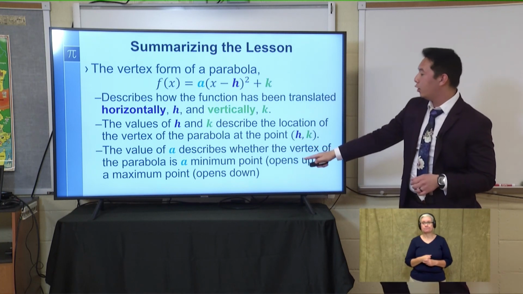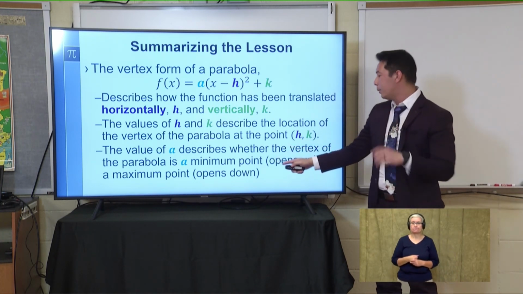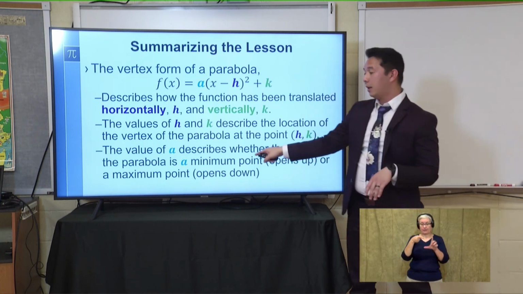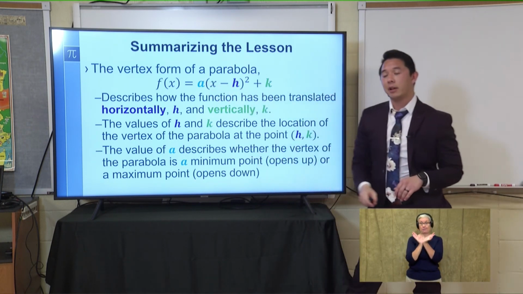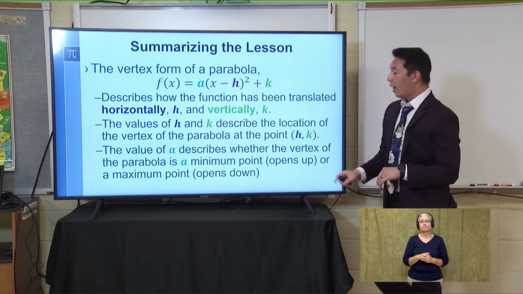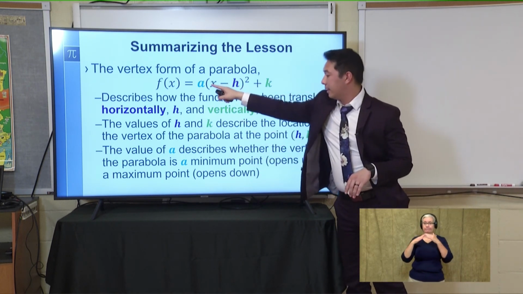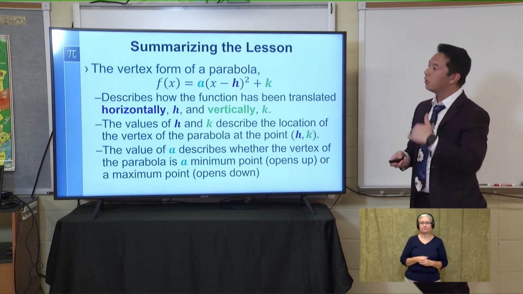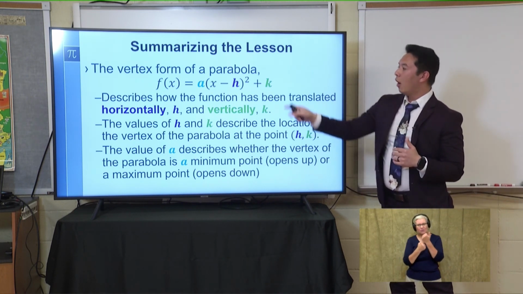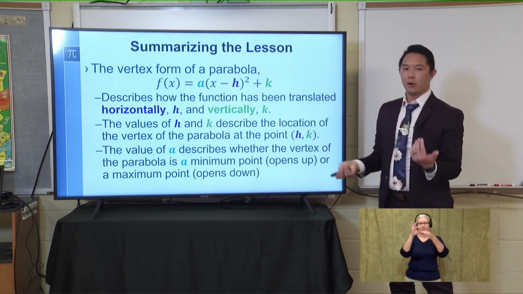When I'm looking at the value of a, we know that it describes whether or not that vertex is going to be a minimum, whether the graph is opening up because this is a positive value. And if it's opening down, then obviously it's a negative value, and we've got a maximum point. All right, so those are some of the structural things from this equation that we can tell about our graph.